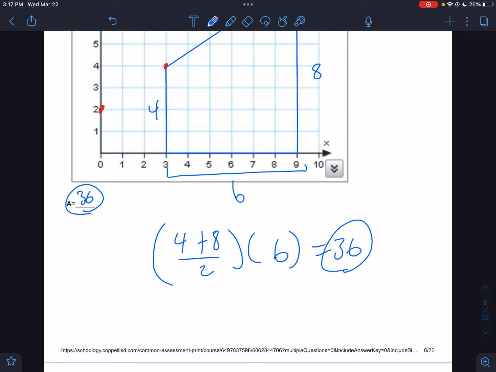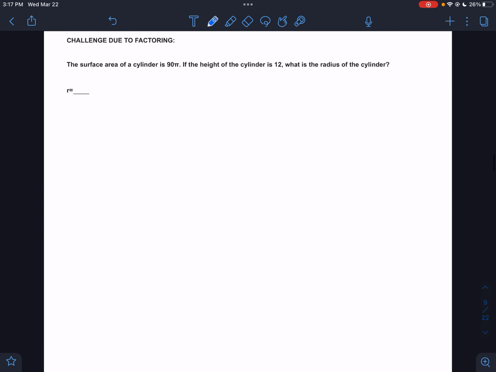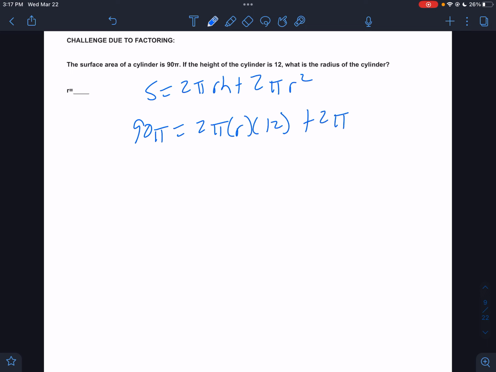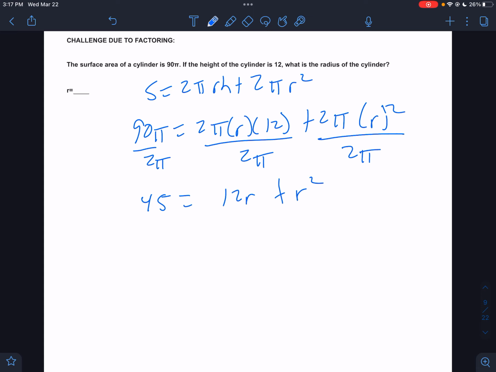All right, next one. So this is a lot like number 1. I'm going to go a lot faster on this one. The surface area is 2 pi RH plus 2 pi R squared. So 90 pi would equal 2 pi times R times 12 plus 2 pi times R squared. Divide everything by 2 pi because they all are divisible by 2 pi. And we get 45 equals 12R plus R squared.